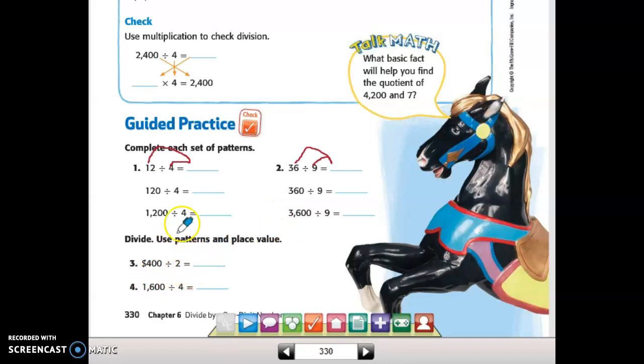Now this is a little bit different. They don't give you the basic fact, so you need to write the basic fact and then adjust for the number of place values you've moved. For these, in both cases, it's 2 place values that have changed. So that may help a little bit.